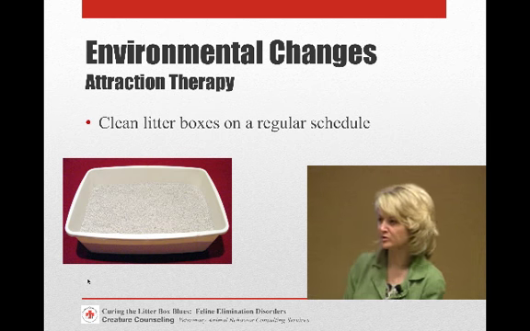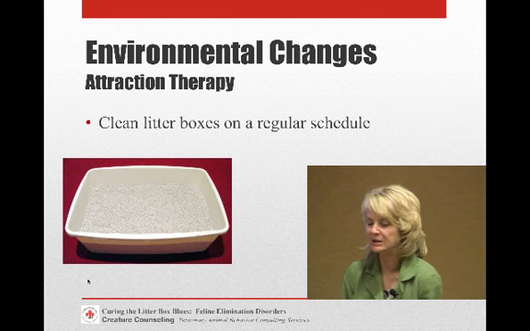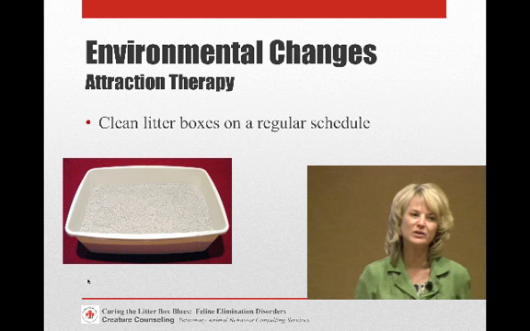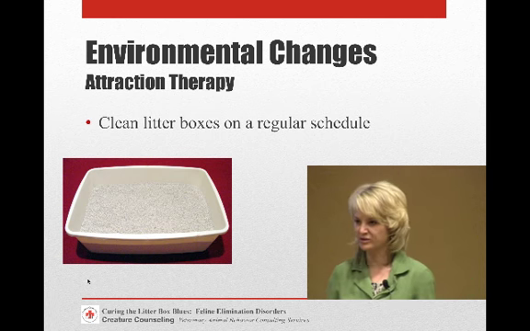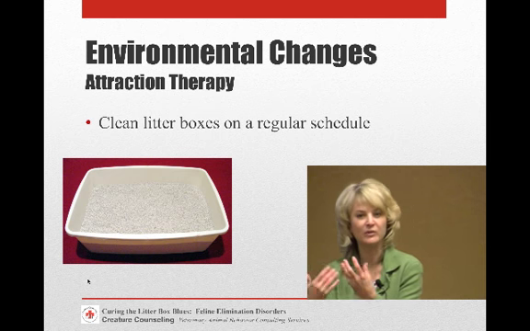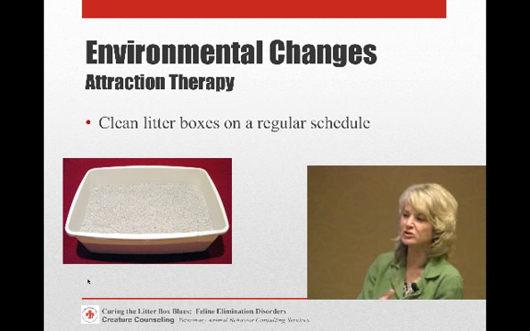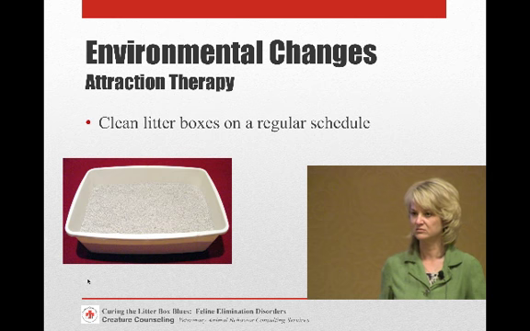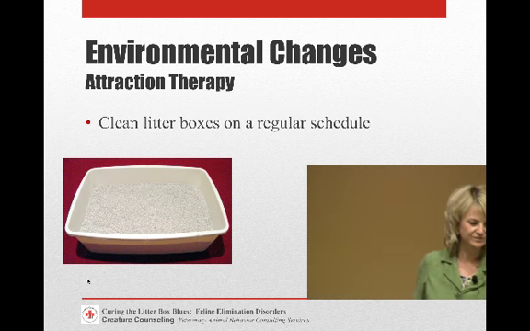Now, it's very important to remember that you just want to use dishwashing soap. You don't want to use any ammonia products or anything like that, because cats will stay away from the strong smell of ammonia. So make sure you use just a mild dishwashing soap when you clean the litter boxes.